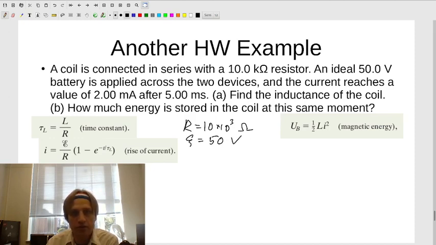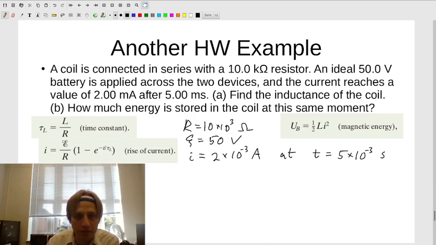is applied across the two devices, and the current reaches a value of 0.2 milliamps after 5 milliseconds. Okay, so the current, that would be I, is 2 times 10 to the minus 3 amps after a time of t equals 5 times 10 to the minus 3 seconds. All right, then it says find the inductance of the coil and then how much energy is stored in the coil at this same moment.